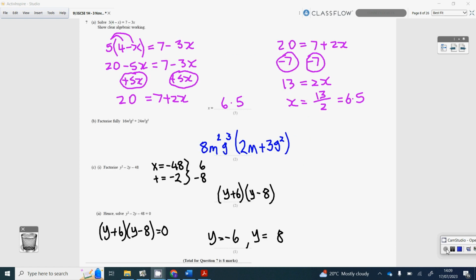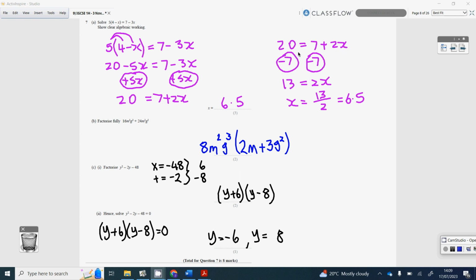7 part A. So start off by multiplying out the left-hand side by expanding the bracket. So 5 times 4 and 5 times minus x. So 5 times 4 is 20. 5 times minus x is minus 5x. Now, I'm then going to choose to gather all my x's on the right-hand side. So I'm going to add 5x to both sides. And that gives me 20 equaling 7 plus 2x minus 3x plus 5x is 2x.